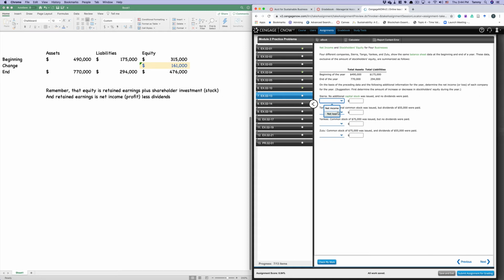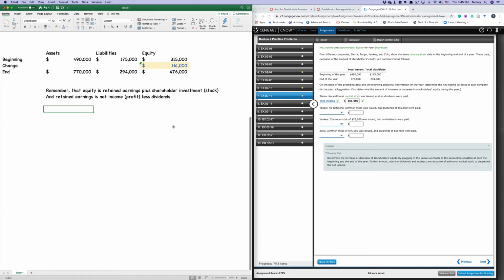And if the dividends were zero, the net income is going to be $161,000. Okay, let's check my work. Yep. So, if no additional stock was issued, our equity went up by $161,000, but dividends were paid, right? That means that the net income has got to be higher, right? Because retained earnings is net income less dividends.